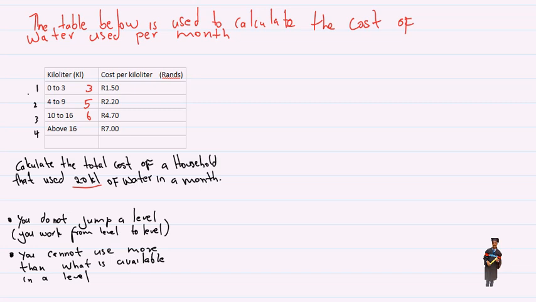Okay, now let's follow condition number 1. Condition number 1 says you do not jump a level, you work from level to level. You actually start from level 1, because if you start from level 2, it means that you have jumped level 1. So you start from level 1 because you do not jump a level.